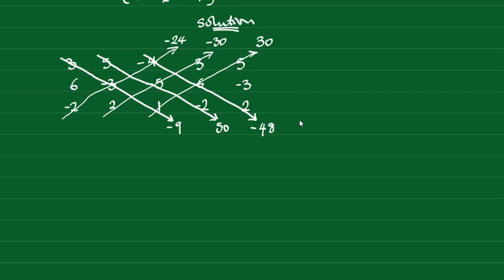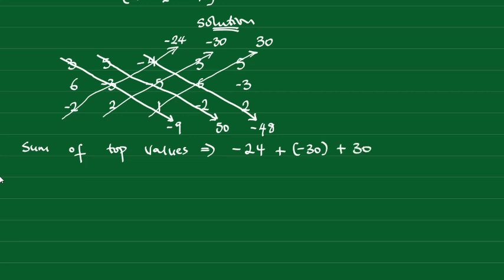Now, having come this far, we proceed next to sum up the values at our top. Then we also sum up the values at our bottom separately. So the sum of top values gives us minus 24 plus bracket open minus 30 bracket close plus 30. This itself will end up giving us minus 24.